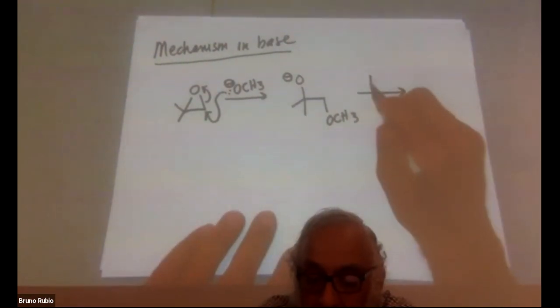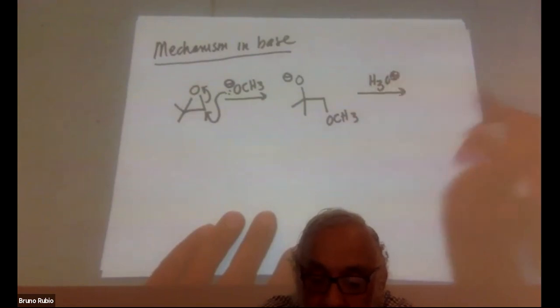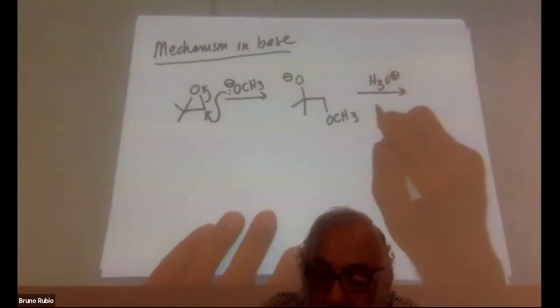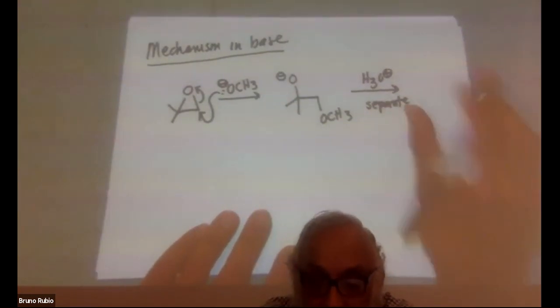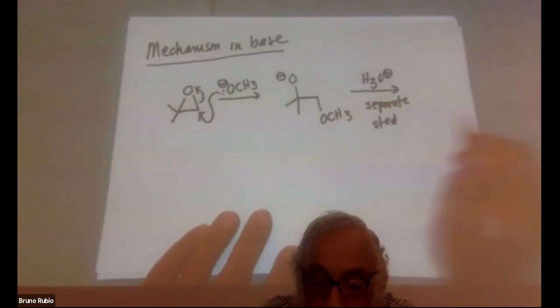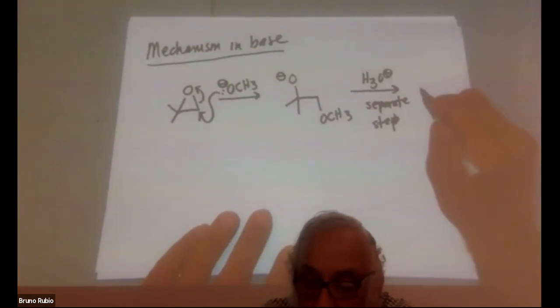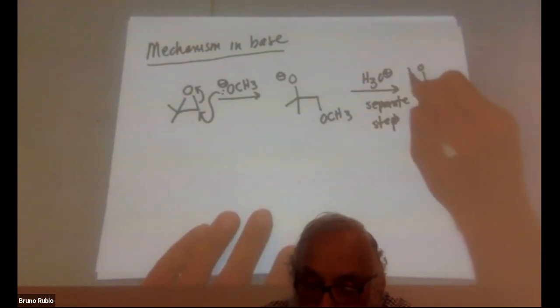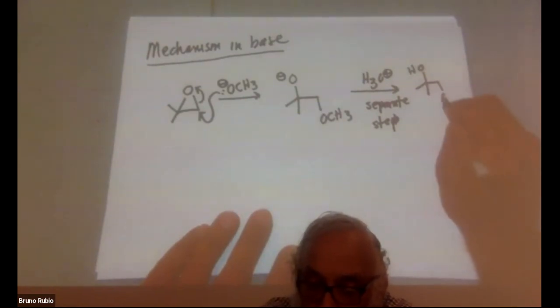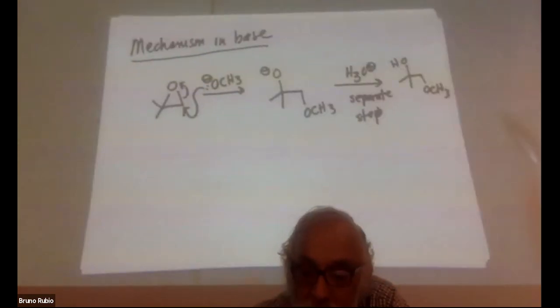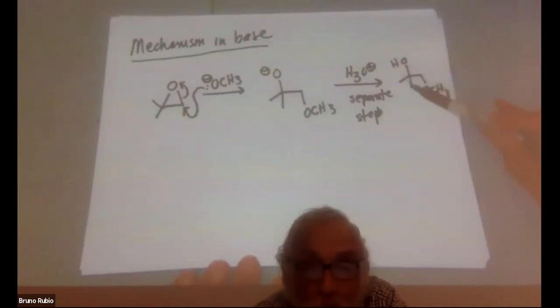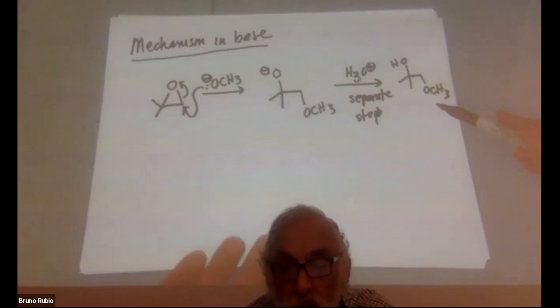So in a totally separate step, H3O plus. That H3O plus isn't in there at the beginning. Separate step. The H3O plus simply protonates that OH, and so that would be our product in base. So once again, it's an alcohol where the carbon next to the alcoholic carbon has the remnant, what is left of the nucleophile.